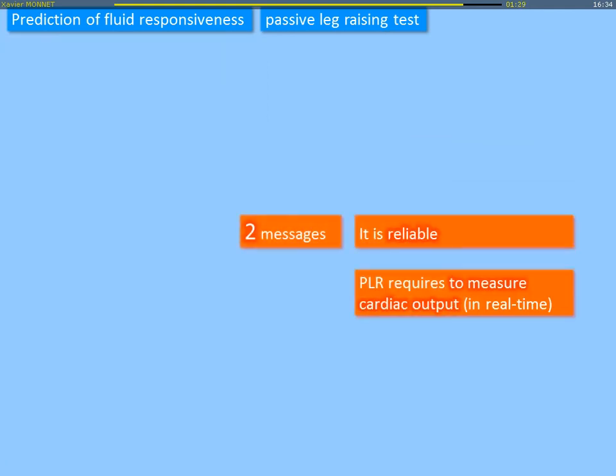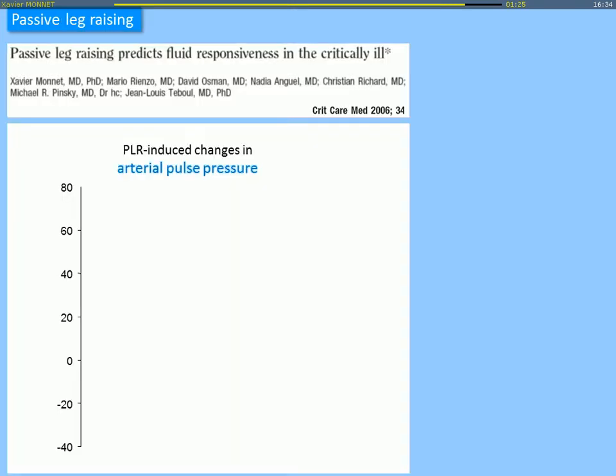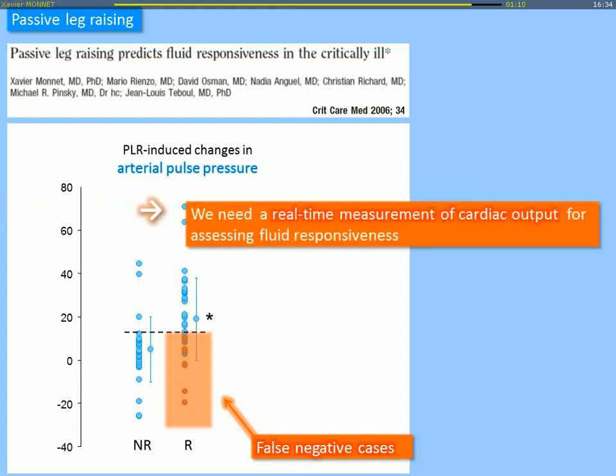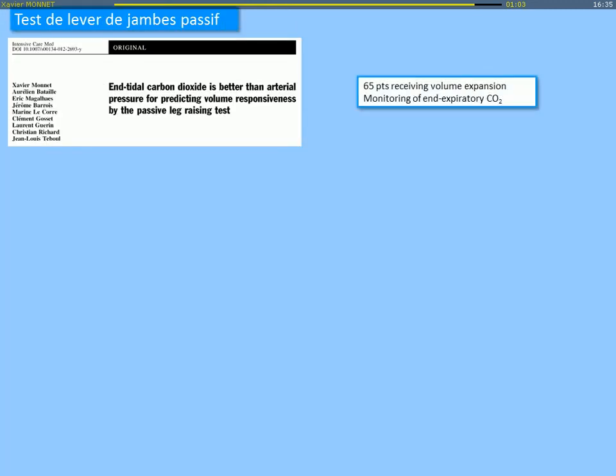The second message, and a very important message, is that passive leg raising requires measuring cardiac output. If you only measure the arterial pressure, you have some false negatives, meaning that you perform the test, but the arterial pulse pressure doesn't change while the patient is a responder. And I think that this is the main limitation of the passive leg raising test. You need a real-time measurement of cardiac output.